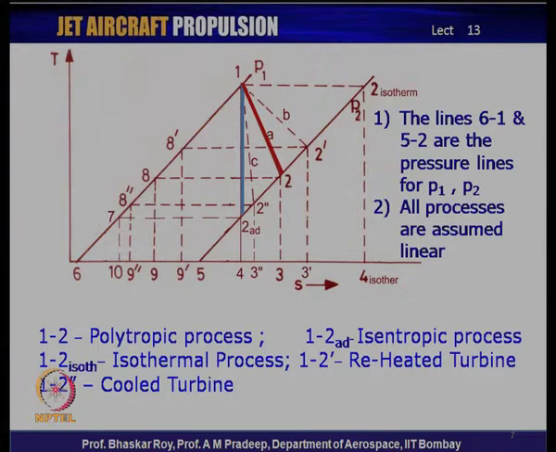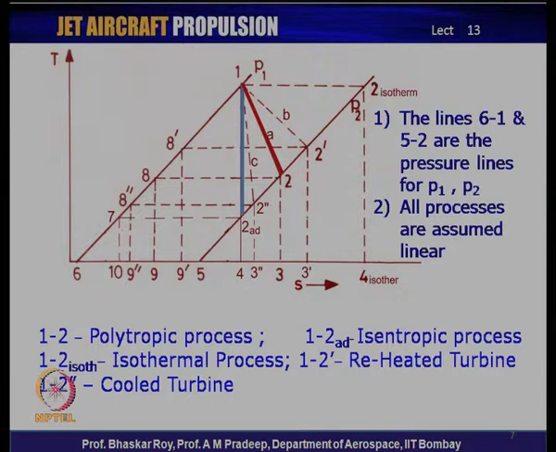Now, for the sake of our simple analysis here, we assume that all of them are linear and the path followed by the turbine is also following a linear path from 1 to 2. So, 1 to 2 is the realistic polytropic process, what we call thermodynamically a polytropic process. On the other hand, 1 to 2 adiabatic is the so called isentropic process, which is a vertical line from 1 to 2 adiabatic, the slightly bluish line. And then the 1 to 2 isotherm, the horizontal dotted line, is the isothermal process.